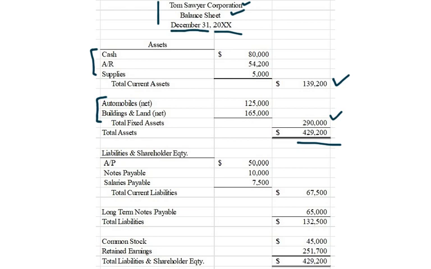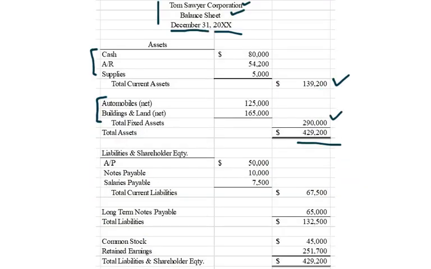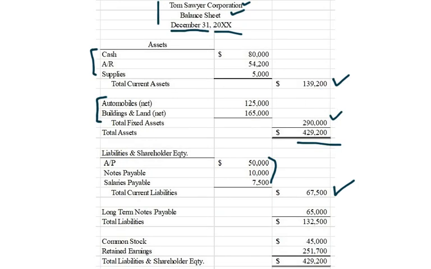Now for our liabilities, we have our three current liabilities here: AP, notes payable, salaries payable. So total those three numbers together. We get total current liabilities of $67,500. We just have a single line for long-term notes payable because that's the only long-term we have. So just plug it in as one line there, 65. So there's your total liabilities, 132.5.